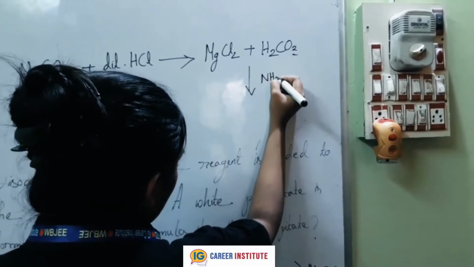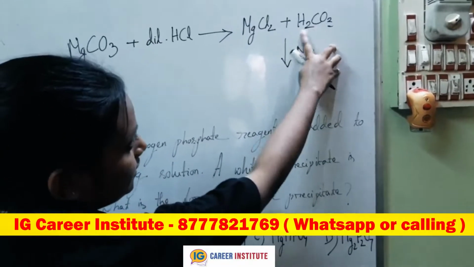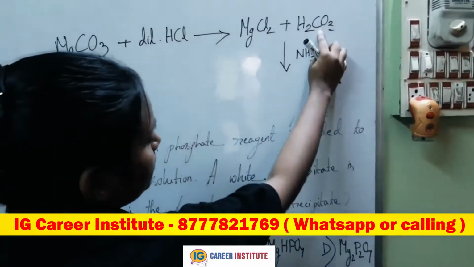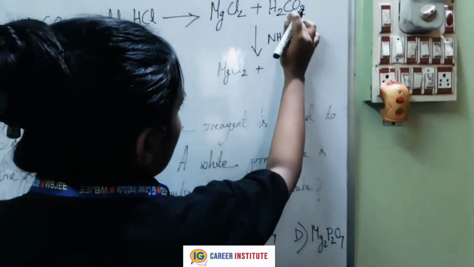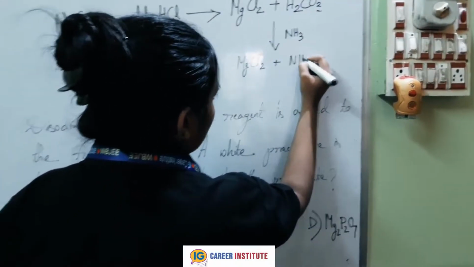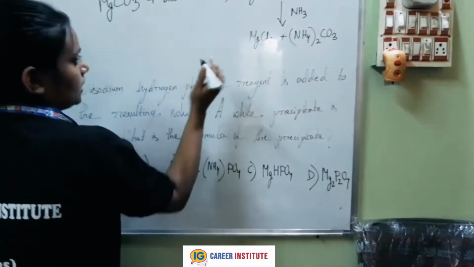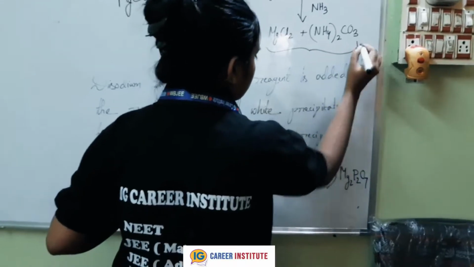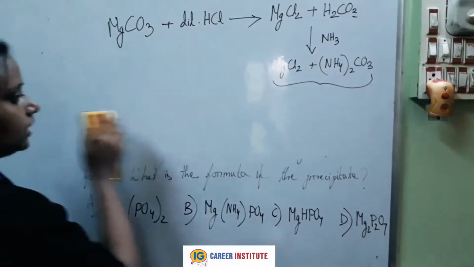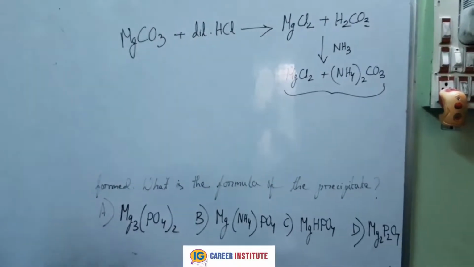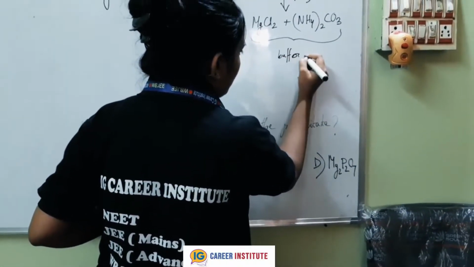Now in this, ammonia was added, right? When ammonia is added, ammonia is a base and this is carbonic acid, which is acidic in nature. So basically ammonia will be reacting with carbonic acid. Magnesium chloride will remain as it is and carbonic acid will react with ammonia, resulting in the formation of ammonium carbonate. Next, they are talking about providing a buffer. The buffer is added, there won't be any reaction, it is just added to maintain the pH of the solution.